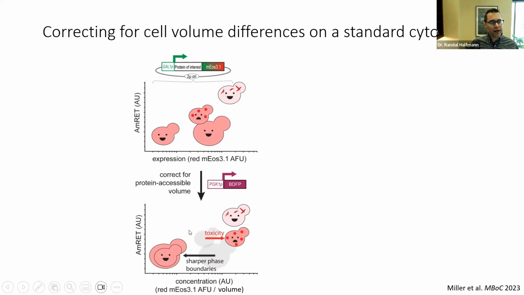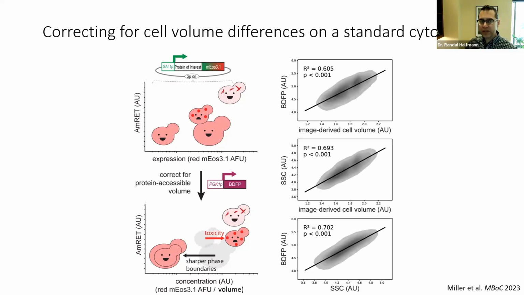And so if you correct for that, if you divide the expression level by the volume, then you get concentration, and those two cells will collapse where they belong, right? So as I said, there's lots of ways to do this. Here I'm just showing you the relationship between three different proxies.